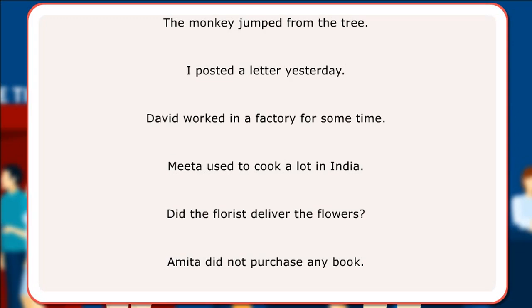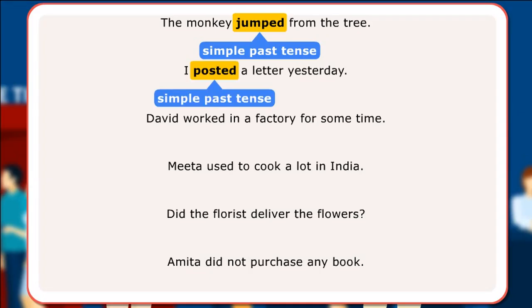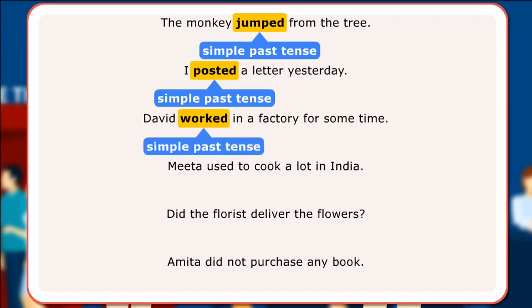In the first sentence, jumped is a simple past tense, as it describes an action completed in the past. In the second sentence, posted is simple past tense, which describes an event which completed yesterday, a day which is over. In the third sentence, worked is simple past tense, which conveys an act that happened regularly in the past.